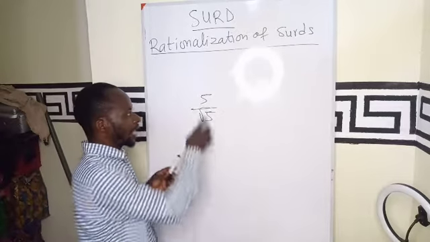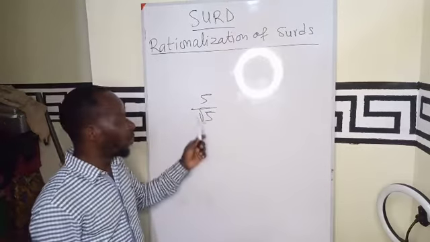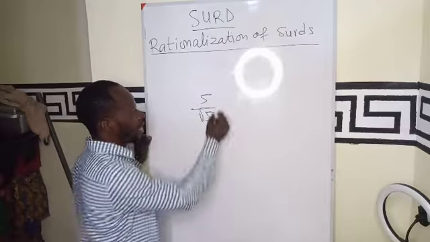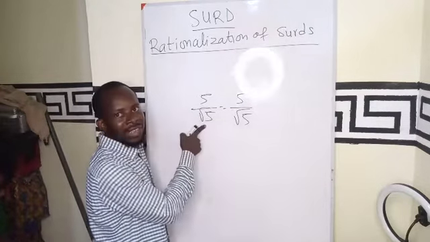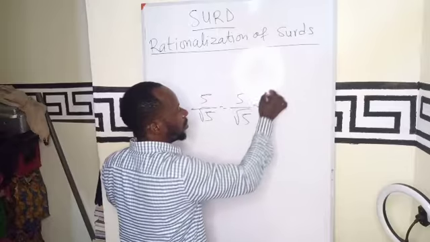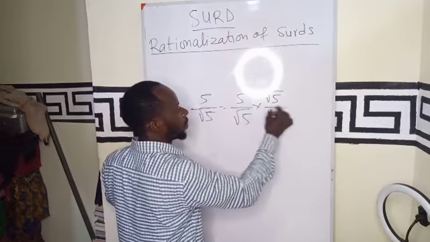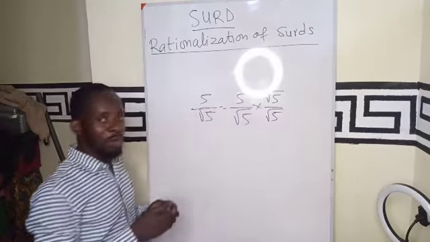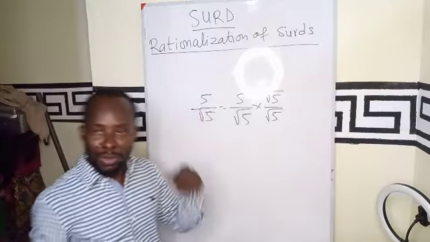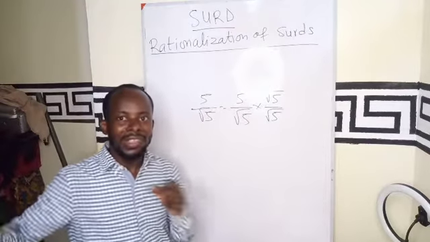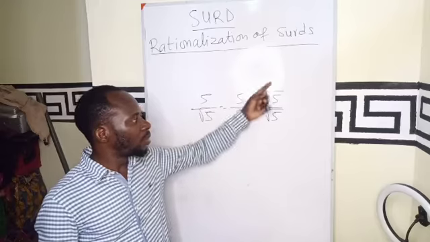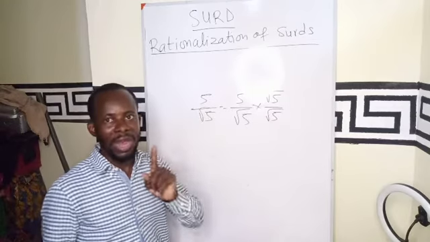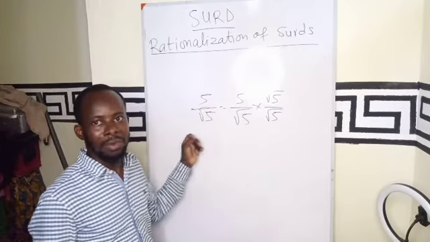So if I'm asked to rationalize 5 over root 5, I use root 5 as our denominator to multiply both the numerator and the denominator. We multiply the top because whatever I do to the numerator, I have to do the same to the denominator so that it will not affect the equation. Because root 5 over root 5 is 1. 1 times my equation remains the same.